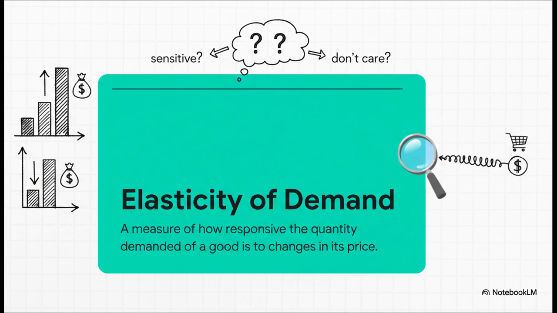If we change the price of our product, up or down, by how much will the amount that people buy change? Are our customers incredibly sensitive to even a small price change? Or is their buying behavior pretty stable, pretty consistent, even if we raise prices quite a bit? That is the absolute essence of what elasticity measures.